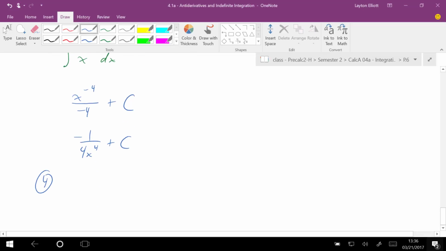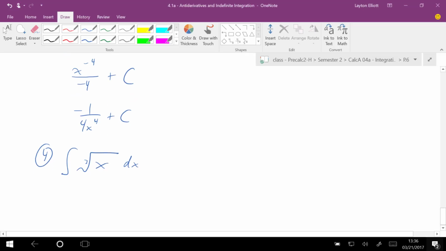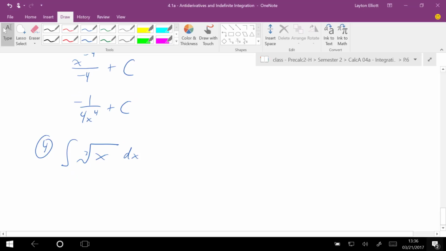Number 4, I'm going to do the integral of the cube root of x dx. A dx should not appear under the radical. It's just off to the side. This is probably one where I also want to rewrite it as x to the 1/3 power times dx.